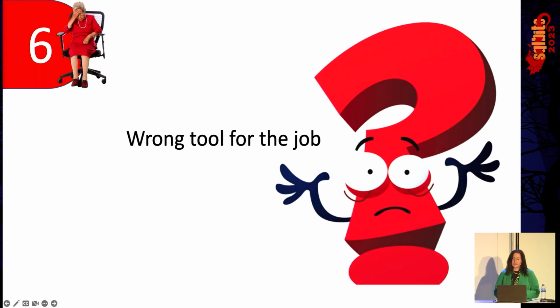Challenge number 6 is the wrong tool for the job. And I don't mean requirements management tools, Jira, DevOps, Modern Requirements, whatever you're using. I mean tools and techniques for elicitation, to pull that information out of stakeholders before it goes into a requirements management tool.